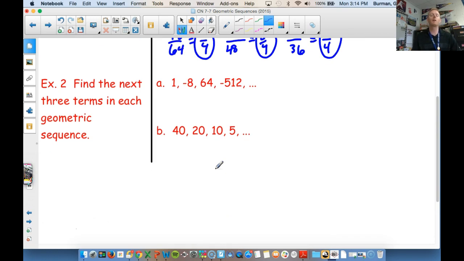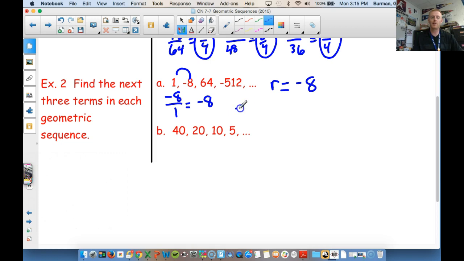Now in example 2, our job is to find the next three numbers in our geometric sequence. We already know that it's a geometric sequence, so our job is just to figure out what the next three numbers are. We have to figure out what r is equal to, so that's step number 1. We can use the exact same pattern that we used before: the second term divided by the first term. So -8 over 1 equals -8. So I know that my r is -8. If you notice the pattern here, we're multiplying each previous term by -8.